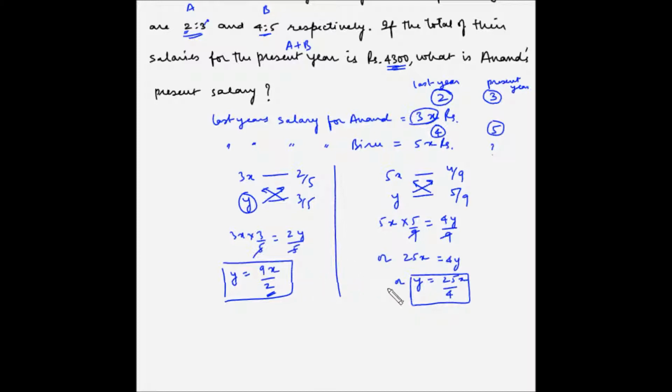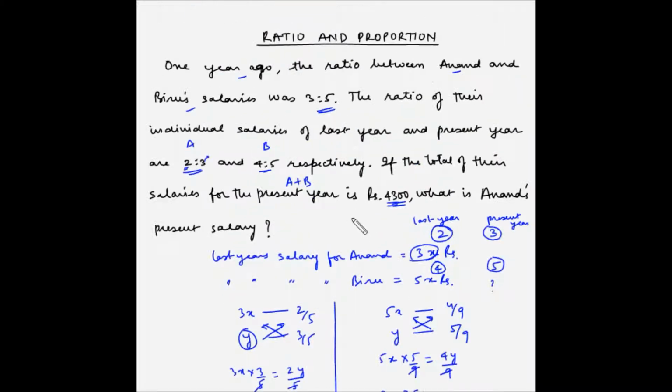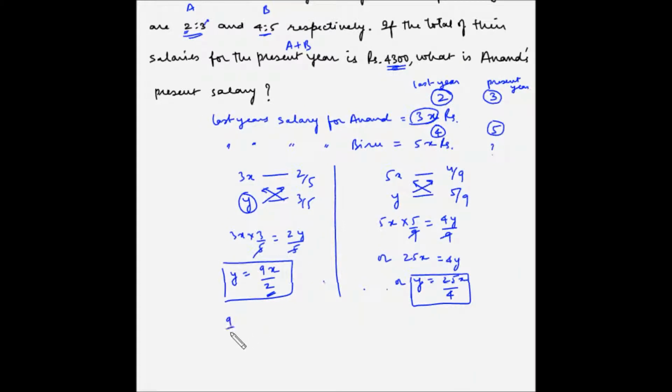So these are the present salaries for Anand and Biru. Now we have been given that these two add up to 4300. So 9 by 2x plus 25 by 4x is equal to 4300, or LCM is 4, 2 2s are 4 and 2 9s are 18, so 18x plus 25x is equal to 4300.